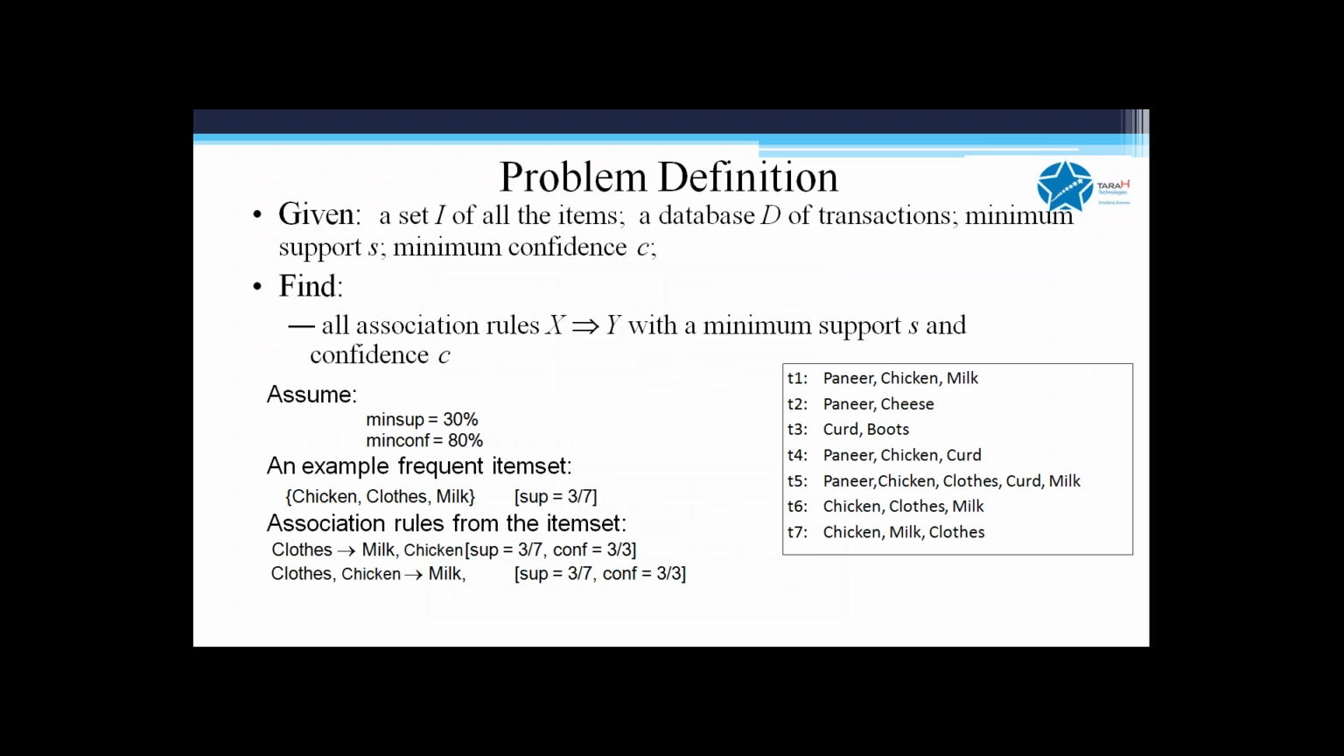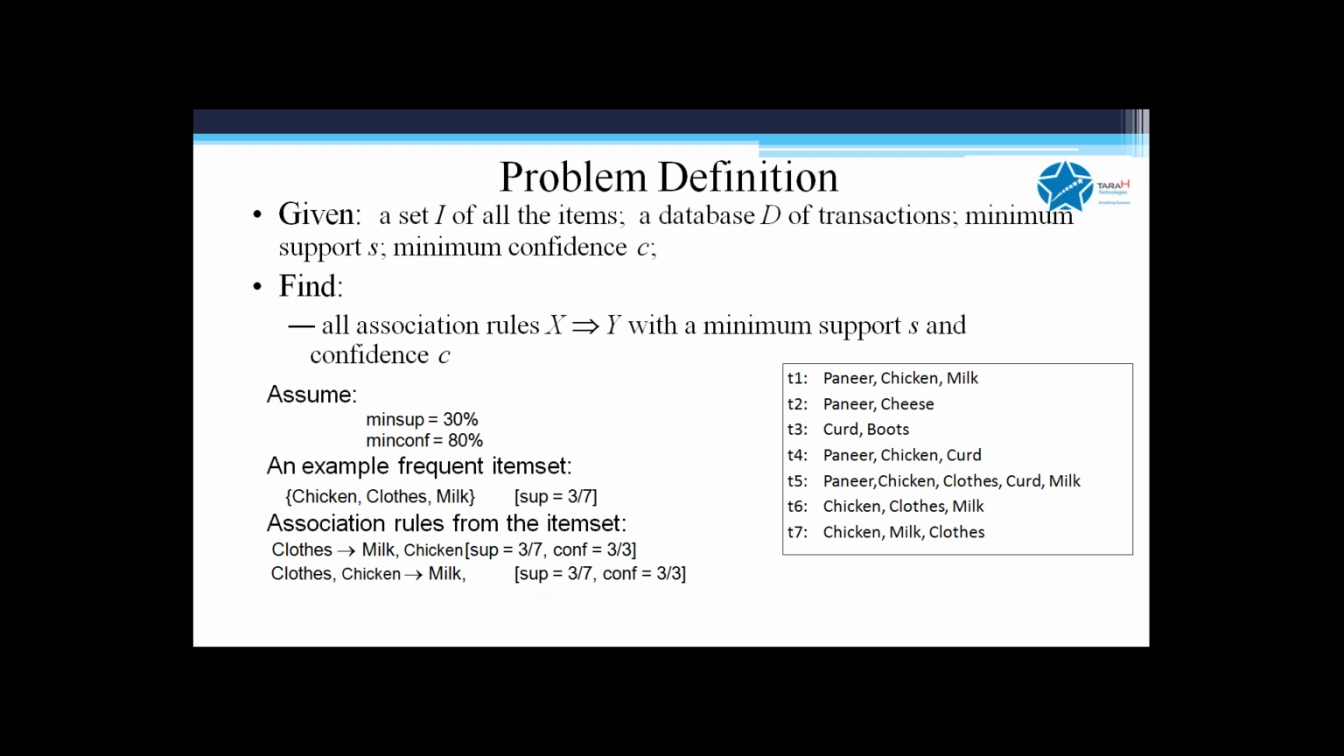For example, take a frequent item set which satisfies minimum support: chicken, clothes, milk. Within that, you see that different association rules are possible: clothes implying milk and chicken, or clothes and chicken implying milk. In the first case, confidence is 100%. In the second case, confidence is also 100%. But we can similarly form other combinations of such item sets.